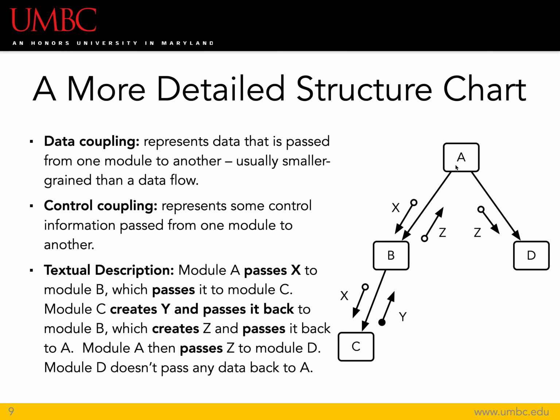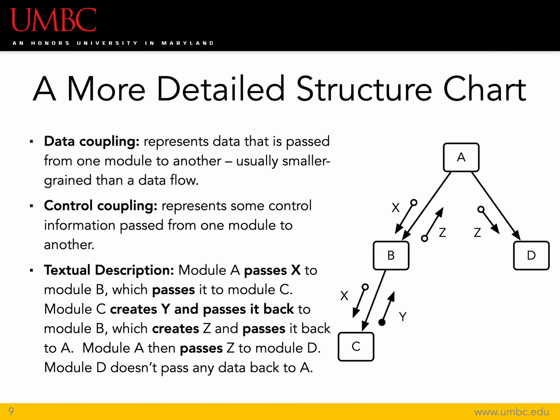A can take Z and pass Z to D, right? And then D would return to A by not passing any information, whether it's a data couple or a control couple, and A would finish the program, right? That is a valid reading of control flow in this structure chart.